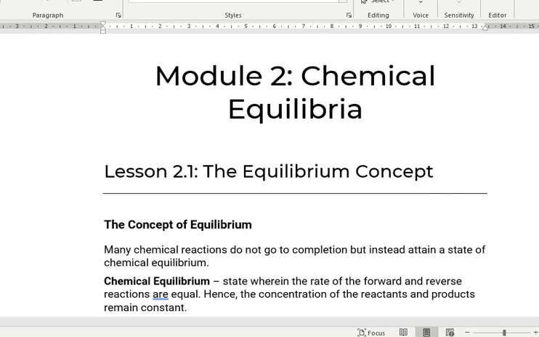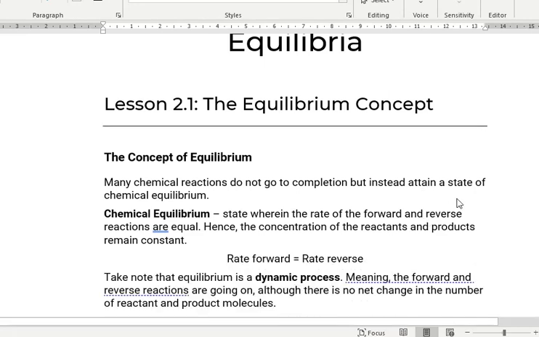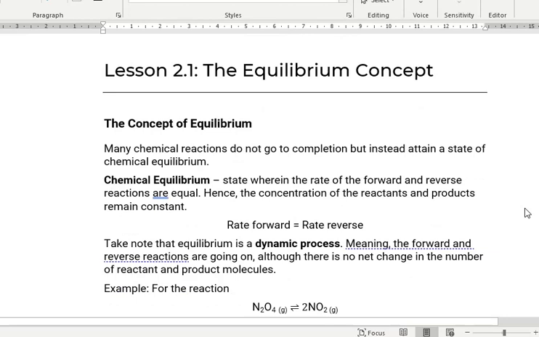So in this video, we will talk about chemical equilibrium. The chemical equilibrium concept is not only applicable in chemistry, or even just in analytical chemistry. This is applicable to all fields of chemistry and also to other disciplines as well, like physics, even biology. Okay? So, let's start with the equilibrium concept. Many chemical reactions do not go to completion but instead attain a state of chemical equilibrium.